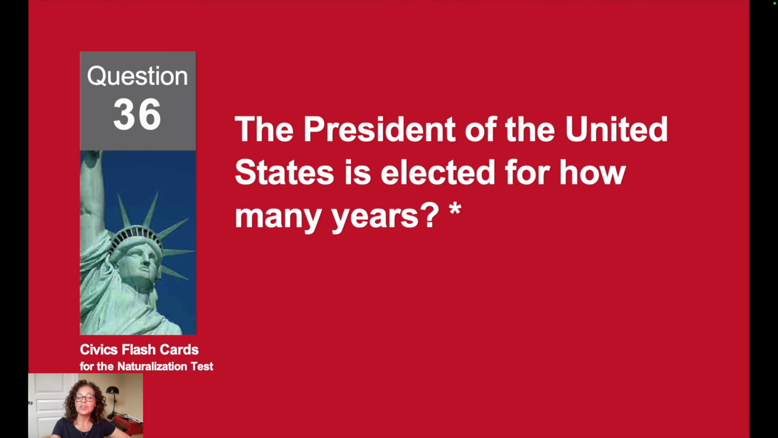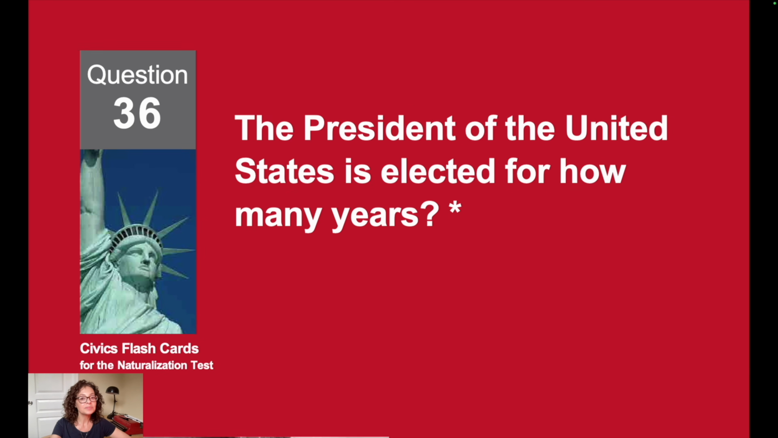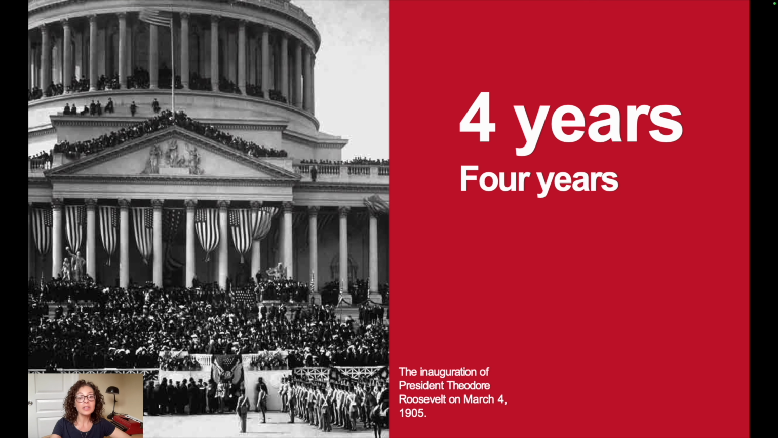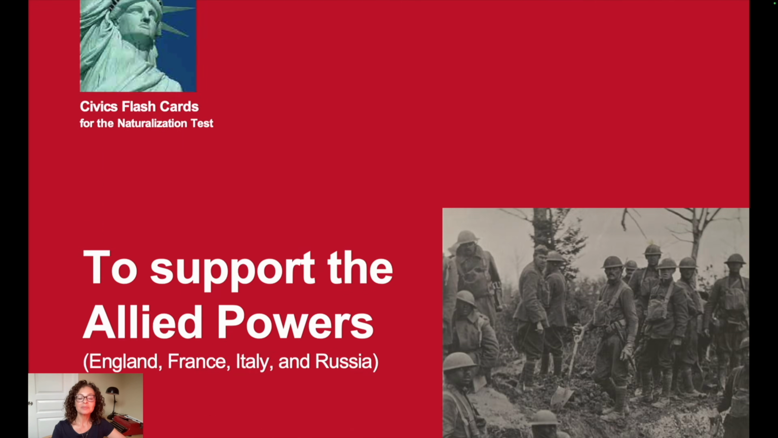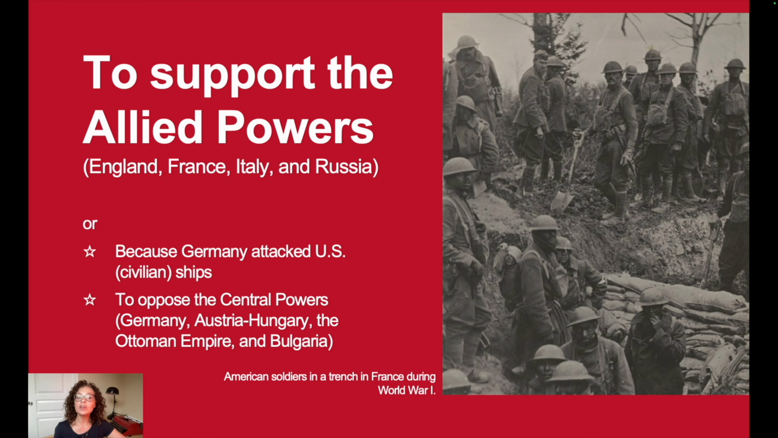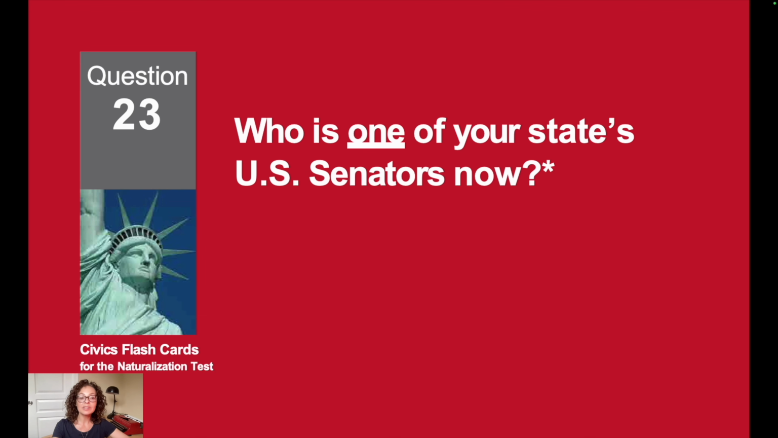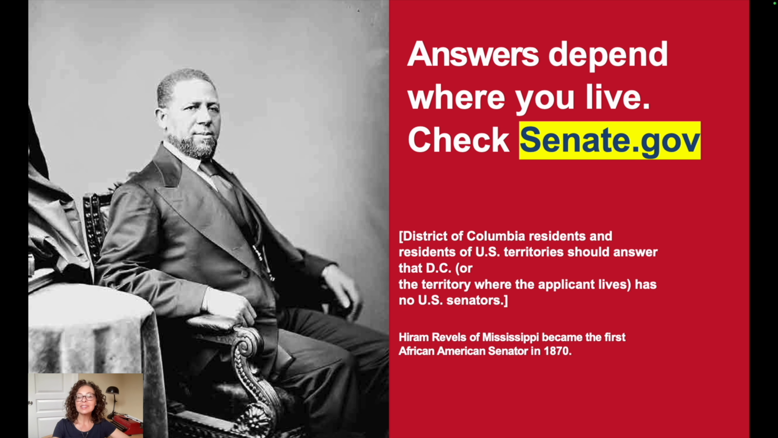The President of the United States is elected for how many years? 4 years. Why did the United States enter World War I? To support the Allied powers. Who is one of your state's U.S. senators now? Of course, the answers depend where you live. You can check at senate.gov or ask us below.